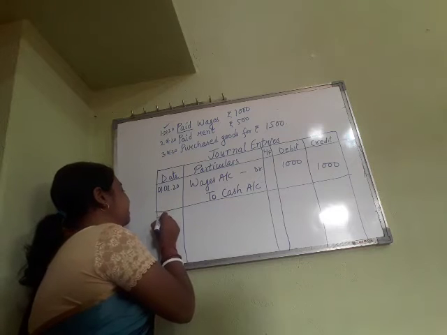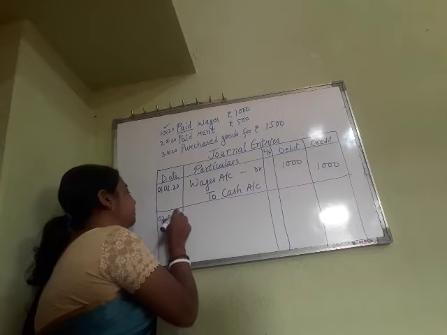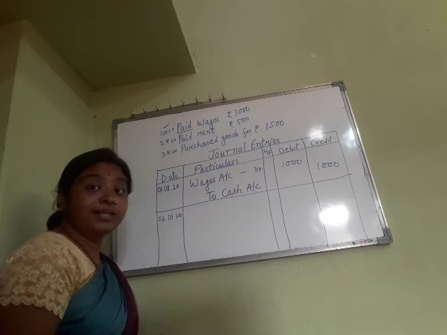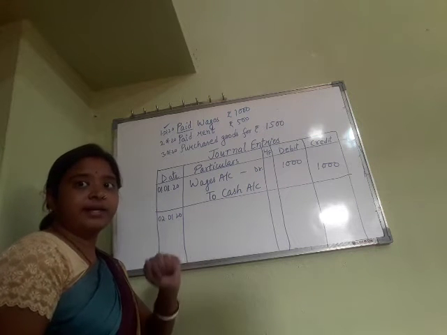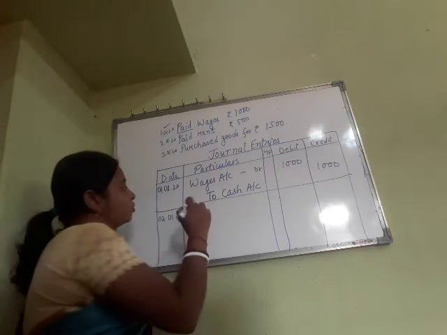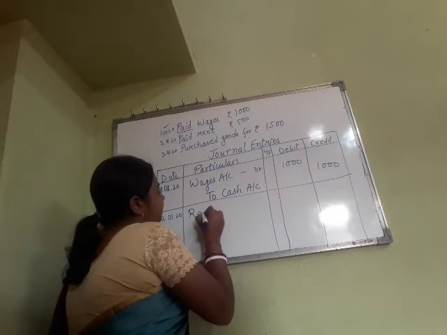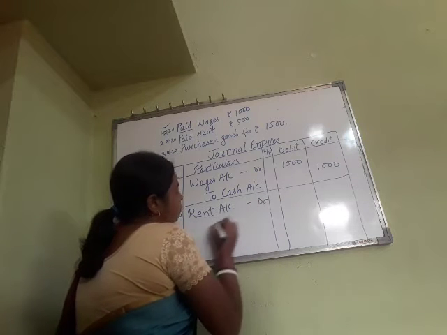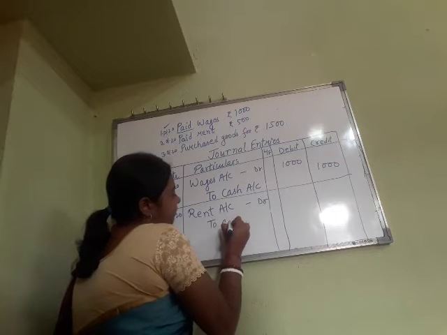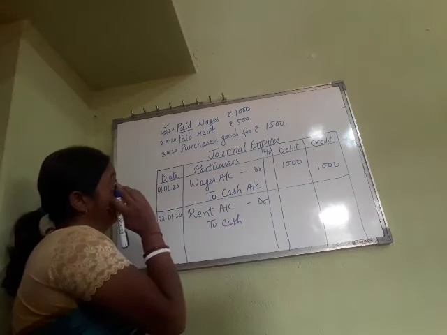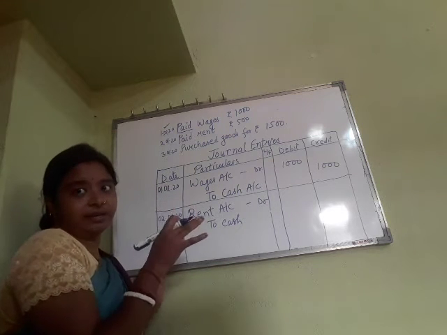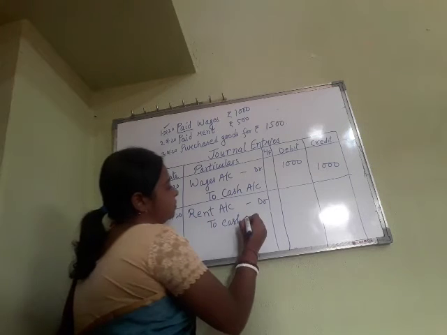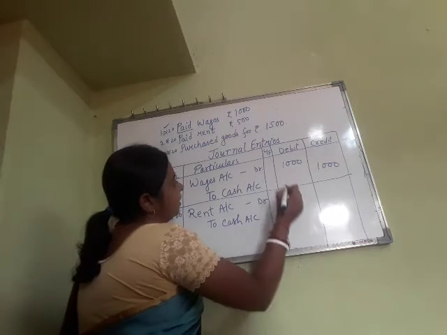Coming to the second entry, that is on 2nd Jan. Now the question is paid rent. What did we pay here? Rent. Rent is again an expense, so rent will be debit. Rent account debit to again cash, because we did not find the word check here. We did not pay our rent through check, so it will be to cash account. The amount is 500.